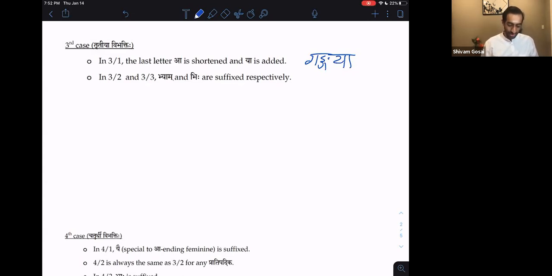In 3-2 and 3-3, byam and bihi are added. So Gangabyam and Gangabihi.